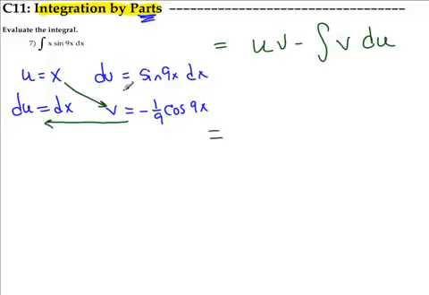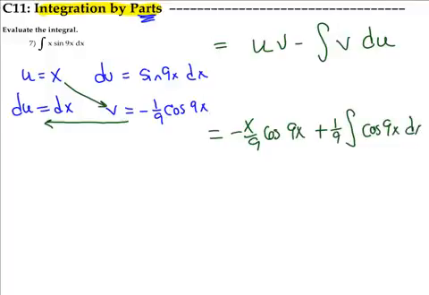u times v is x times negative 1/9 cosine 9x. So I'm going to write that as negative x over 9 cosine 9x minus the integral of v du. This integral of v du has a negative 1/9 constant. I'm going to let that come to the front, so negative negative is a positive 1/9, and then I've got cosine 9x, and of course the dx is still here for the du. Notice how we went from a fairly complex integral to a much simpler one in this part of it.